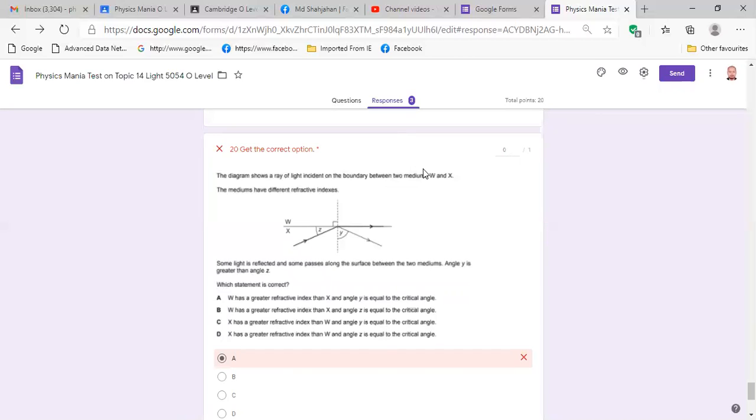Can you read, Monica? The diagram shows a ray of light incident on the boundary between two mediums, W and X. The mediums have different refractive indexes. Some light is refracted and some passes along the surface between the two mediums. Angle Y is greater than angle Z.